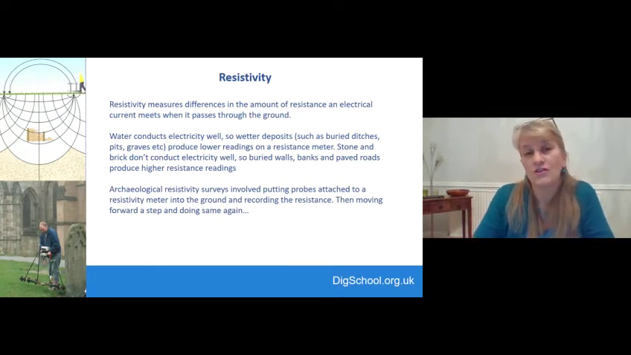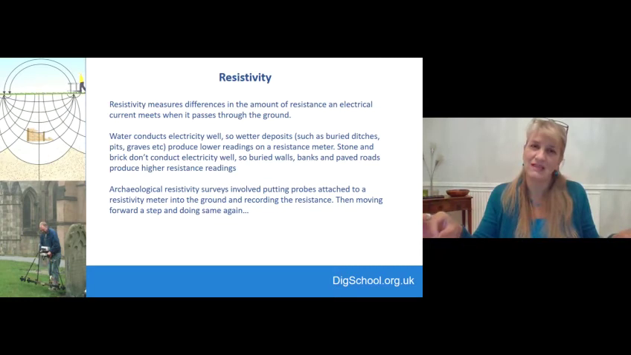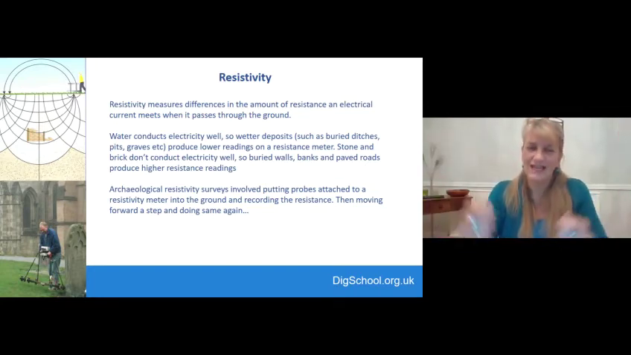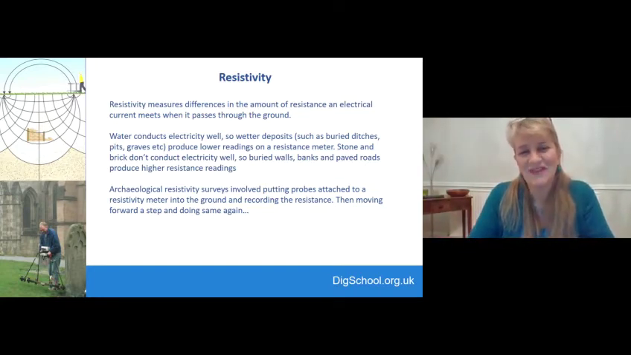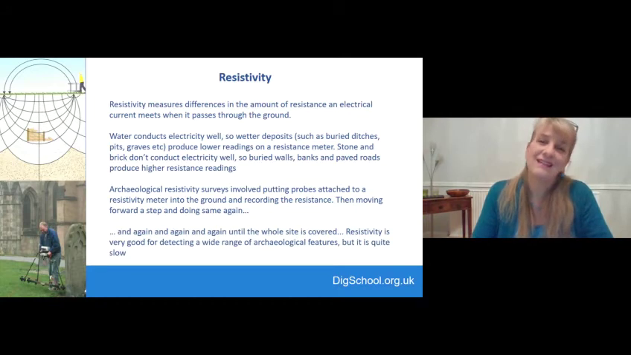So an archaeological resistance survey simply involves putting probes attached to a resistivity meter into the ground, and the resistivity meter records the resistance as the current goes round. You then take the probes out of the ground, move forward a step and do it again, as you can see a former colleague of mine doing in the picture at the bottom of the page here. And again, and again, and again.